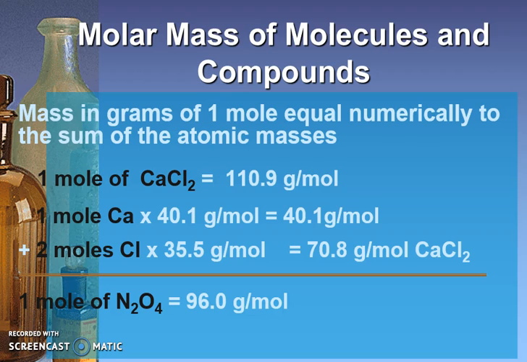There are 2 nitrogens, so we do 2 times 14, which gives us 28. And then we have 4 oxygens, which is 4 times 16, and that's 64. 64 plus 28 gives us a total of 96.